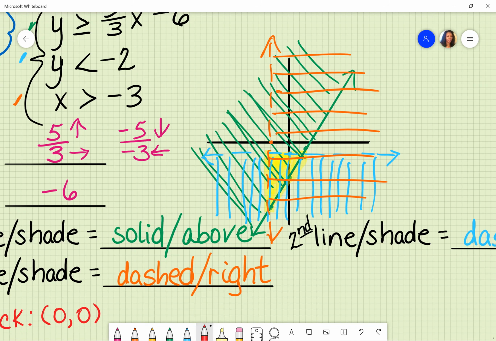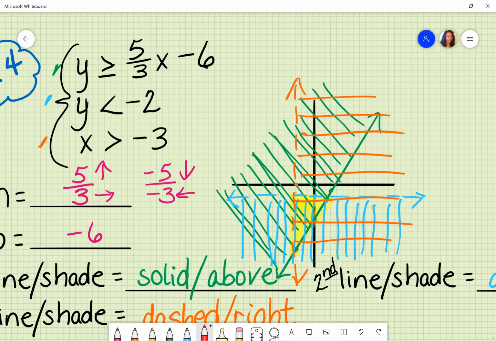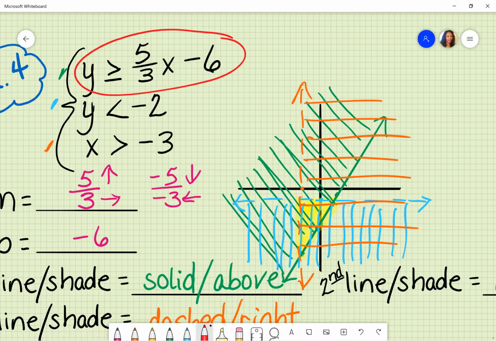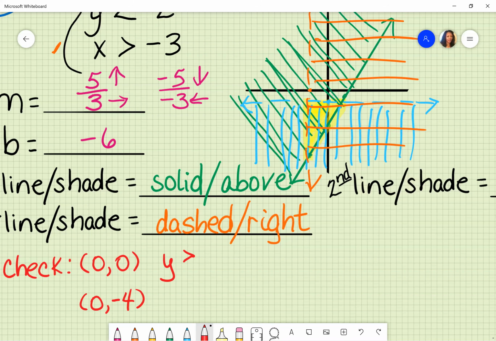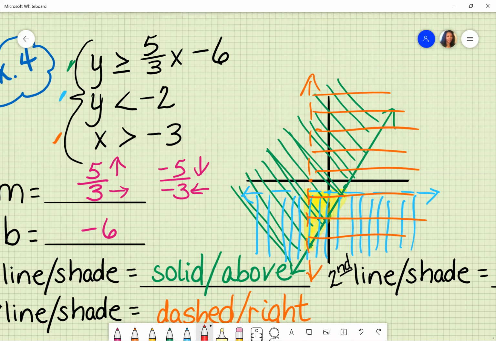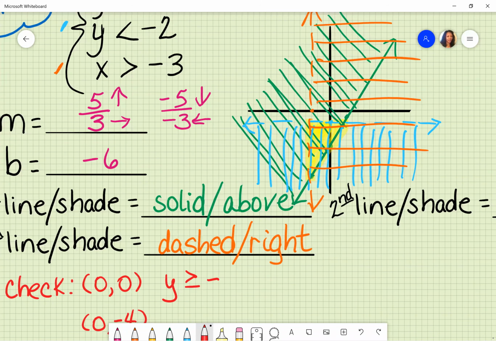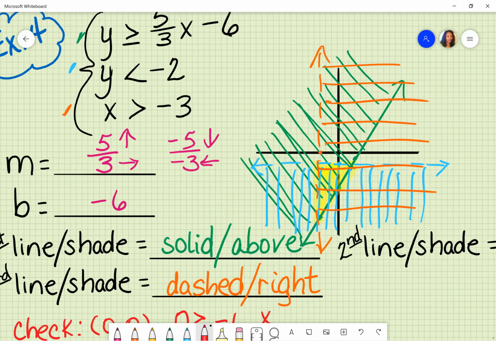So let's check to see if we did this right. I am only checking this one. There's nothing to check for the other two because they're self-explanatory. So I'm going to replace the X and the Y with 0. And so y should be greater than or equal to, well, the 5/3 goes away when you put a 0 there, -6. So is 0 greater than or equal to -6? Of course not. So that's not true. That means that the origin should not be included for the green one.